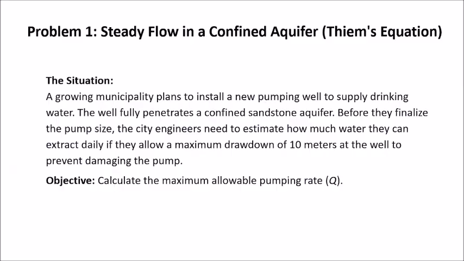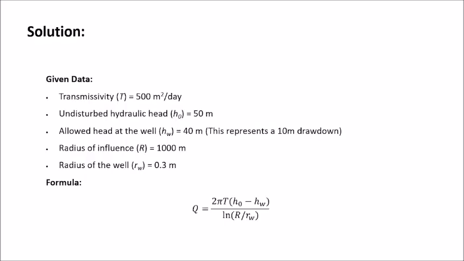When pumping continues for a long enough time, the system reaches equilibrium. This is known as steady flow. For a confined aquifer, which is sandwiched between impermeable layers, we use Thiem's equation. It states that the pumping rate, Q, equals 2 times pi times transmissivity, T, multiplied by the quantity, H sub 0 minus H sub W, all divided by the natural logarithm of R divided by R sub W.